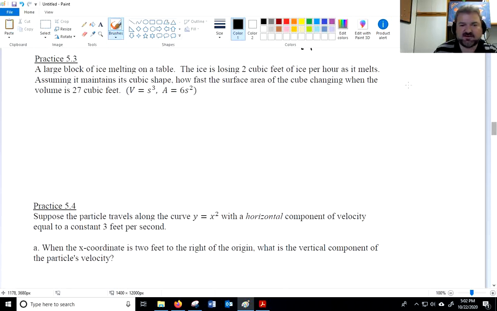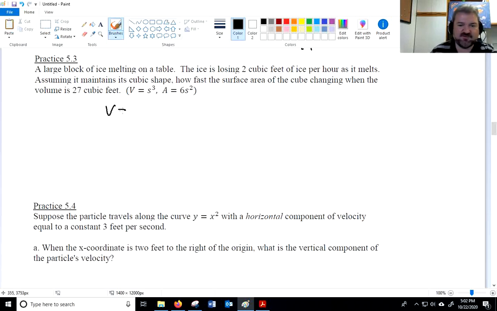All right, another one, a large block of ice. Pause the video and give it a try. All right, a large block of ice is melting on a table. The ice is losing 2 cubic feet of ice per hour as it melts. Assuming it maintains its cubic shape, big assumption again, how fast is the surface area of the cube changing when the volume is 27? Okay, interesting.